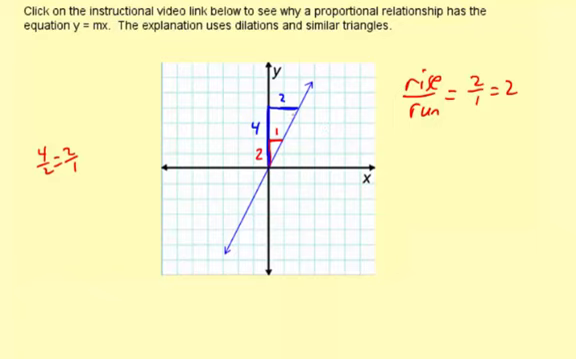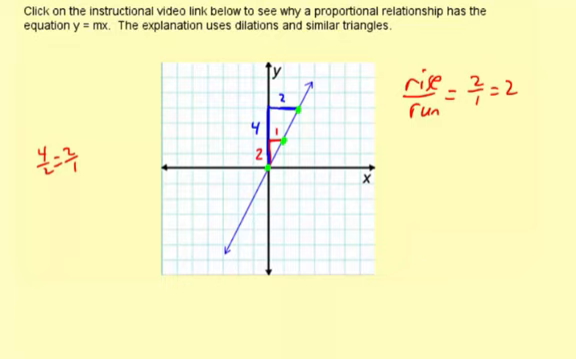Well, what if we want to define every single point of the line? Now, what I did so far is I defined this point here, this point here, this point here. So we have 3 points on the line so far. We have from 0, 0, up 2, right 1, and then we also have from 0, 0, up 4, right 2. That defines 2 points.